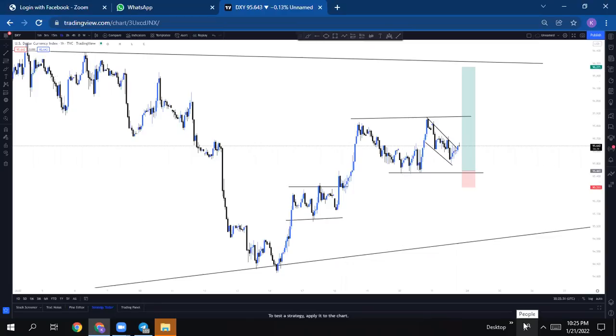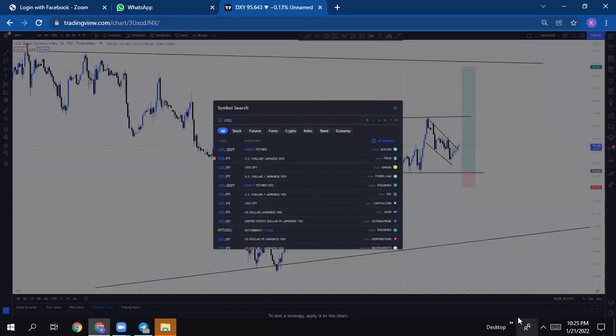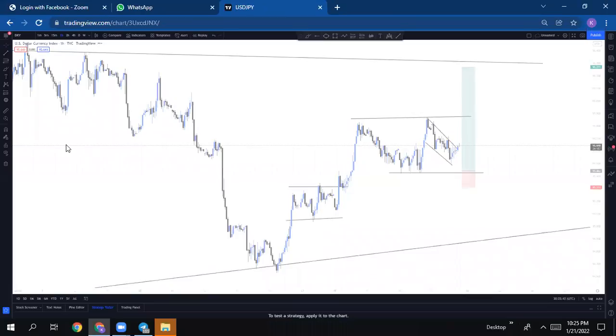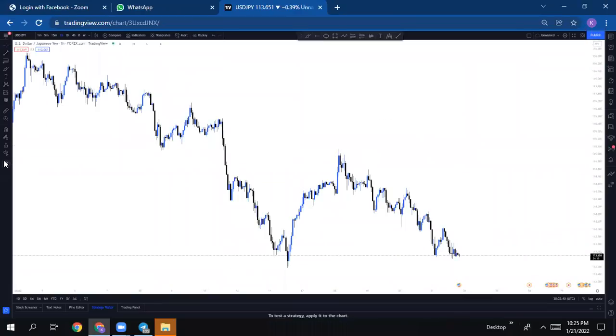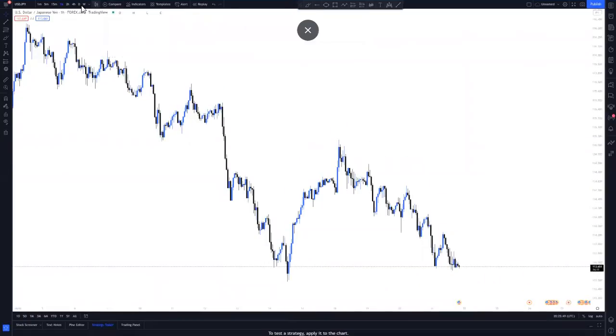What can you analyze now? USDJPY. United States. Okay, let's see USDJPY. All right. Let's go on UJ.